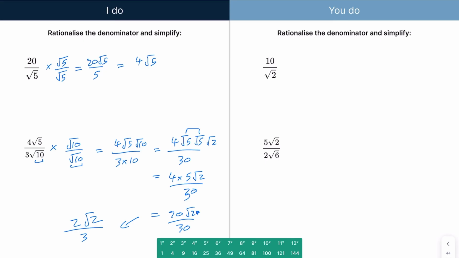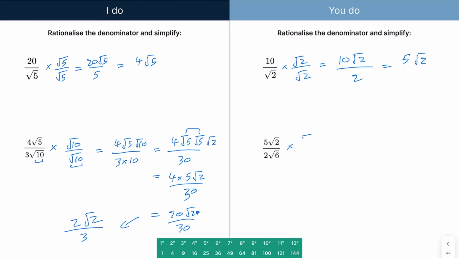So hopefully you've pressed pause and had a go at the example on the right. So we are going to rationalize the denominator, which means to get rid of the surd from the denominator. And the way we do that is we multiply the top and bottom by the surd. So that then gives us that, which is 10 root 2. And that root 2 times root 2 gives me 2, which becomes 5 root 2.